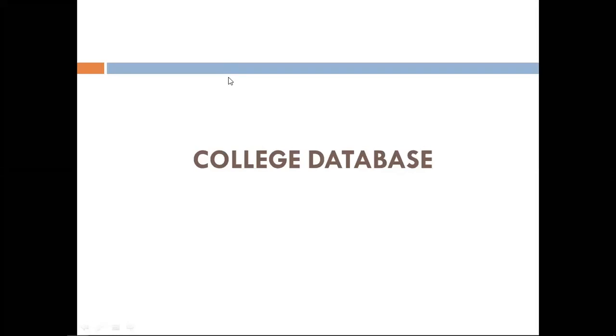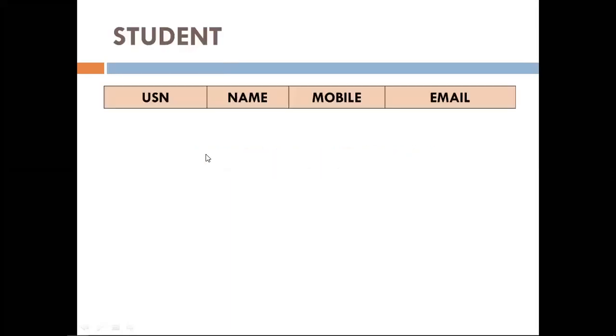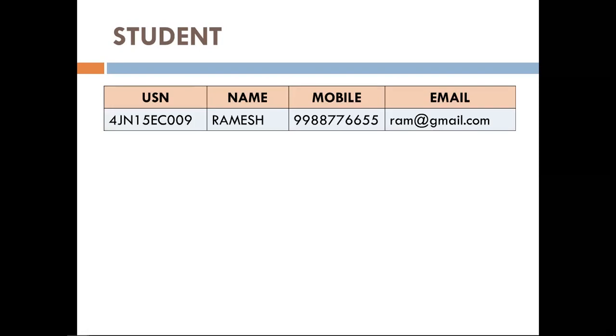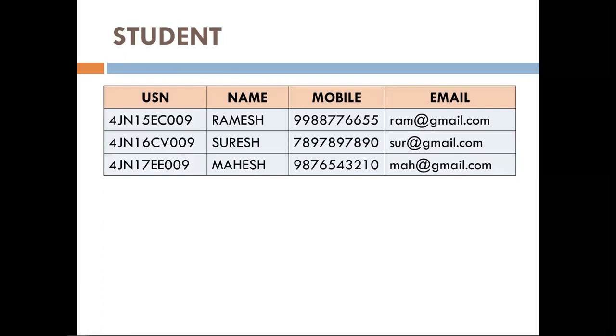Before starting today's class, let us just have a look at the college database which we had discussed in our previous classes. The student table had four columns. From now onwards we will be calling columns attributes. The student table has four attributes: USN, name, mobile, and email. We have stored some records in this particular table.